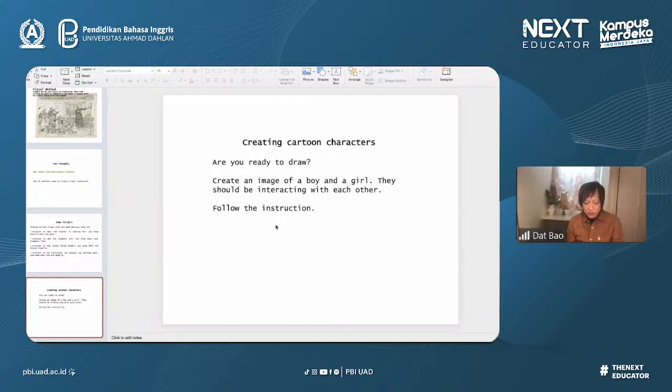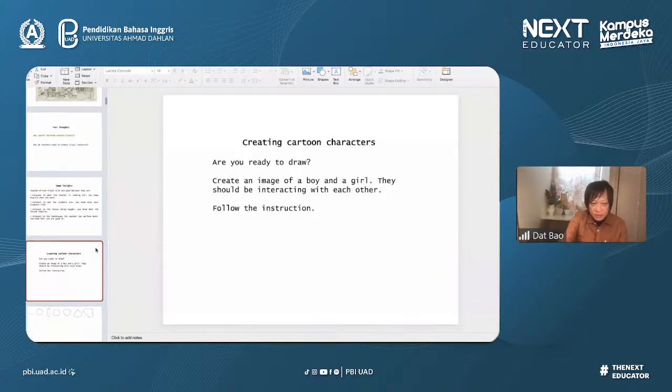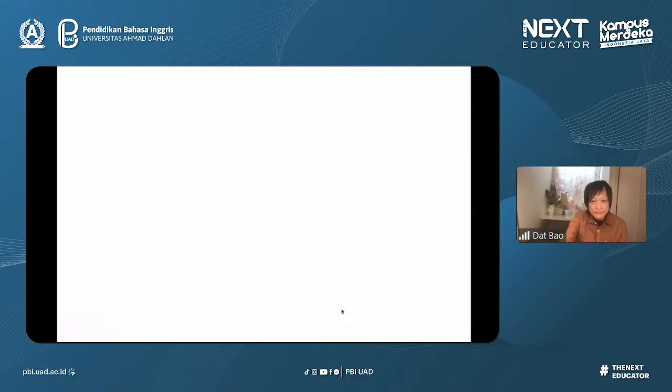I'd like to guide you through a process, and I'd like you to have a pen and some paper ready to draw. I will show you how I draw a character, and you just copy me, or you can improvise further. Let me see if I can blow this up. So let's get started.